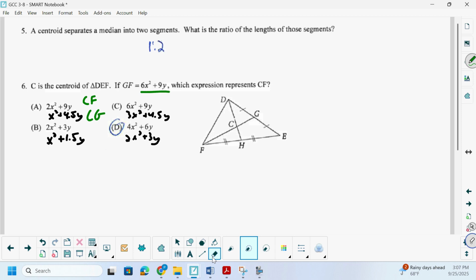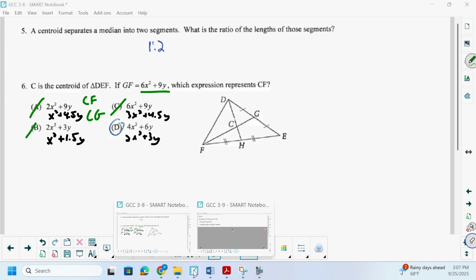Well, notice 2x squared plus x squared does not give you 6x squared. 2x squared plus x squared in B does not give you 6x squared. In C, 6x squared plus 3x squared gives you 9x squared. That's not what we want. In D, 4 plus 2 gives us the 6x squared. 6 plus 3 gives us the 9y. So we can do that basically by a little trial and error.